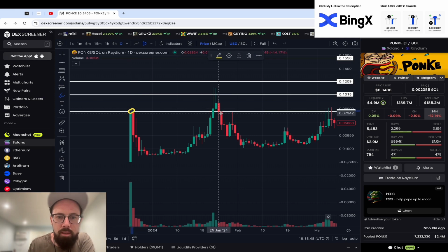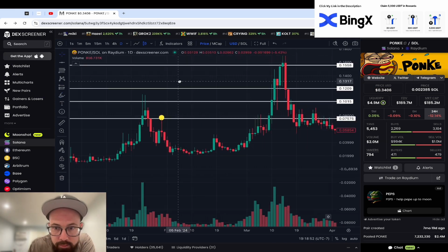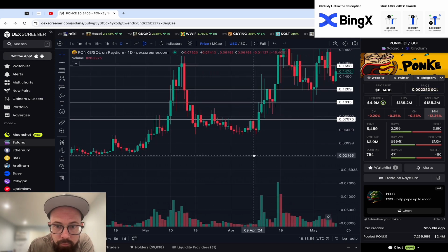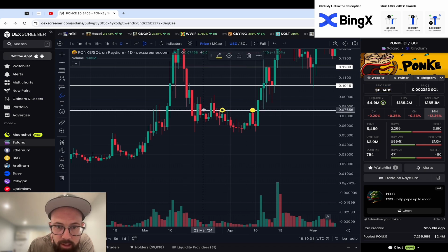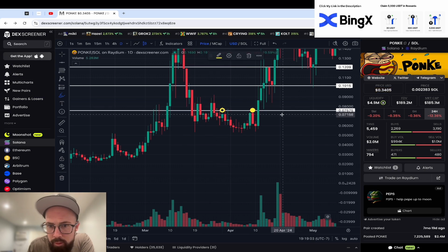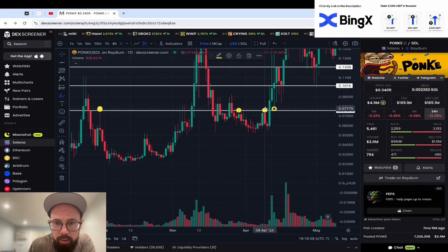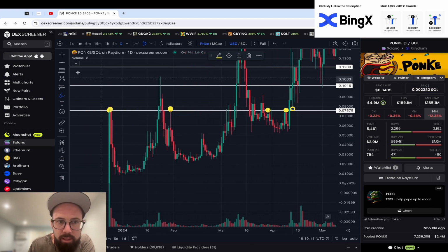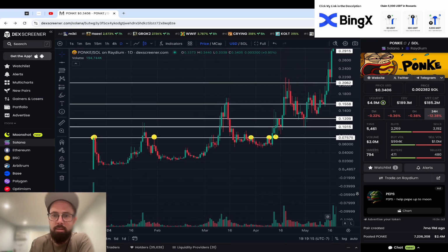So price touched once, wicked up twice. It acted as resistance multiple times in this area right here, and then it springboarded off of it as support. So that's one, two, three, a couple right there. But one, two, three, four, five touches. So we know that's a key level of resistance.